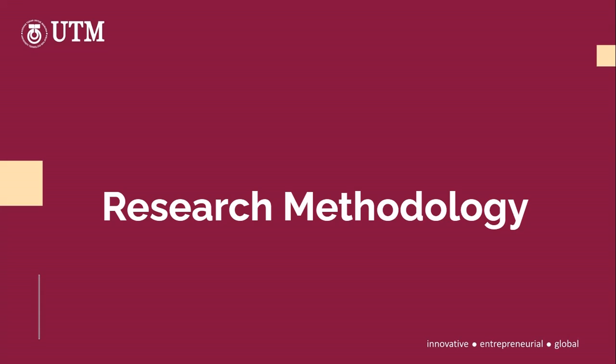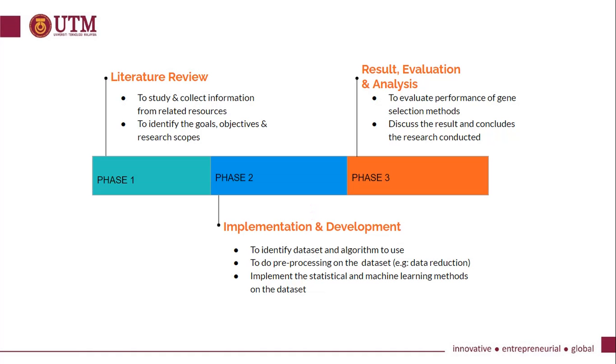Next is the research methodology. There are 3 phases in research methodology, which are Phase 1, Phase 2, and Phase 3. Phase 1 is literature review phase. The aim of this phase is to study and collect information from related resources, and also to identify the goals, objectives, and research scopes. The next phase is Phase 2, which is implementation and development.